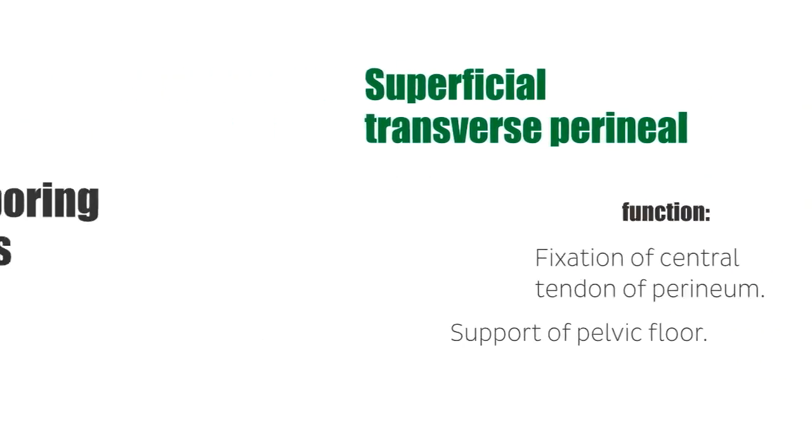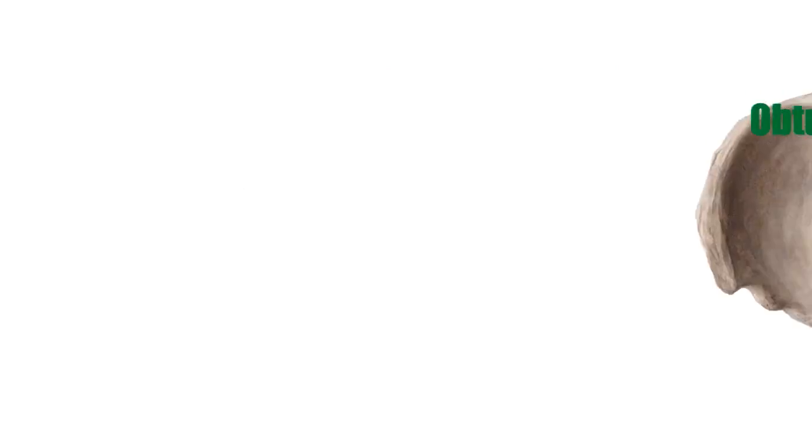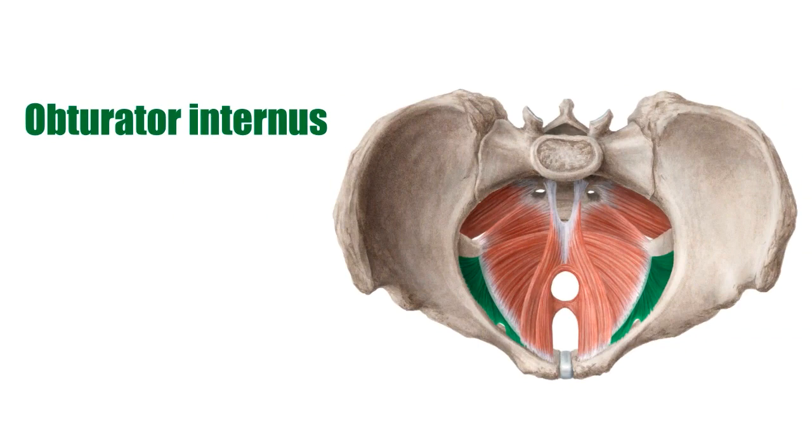We're going to move on and talk about a few other neighboring muscles that you find near these muscles that we just talked about, and even on these images that we've been seeing throughout this tutorial. We're going to start off with this one that you see here highlighted in green from a cranial view of the pelvis, the obturator internus muscle.